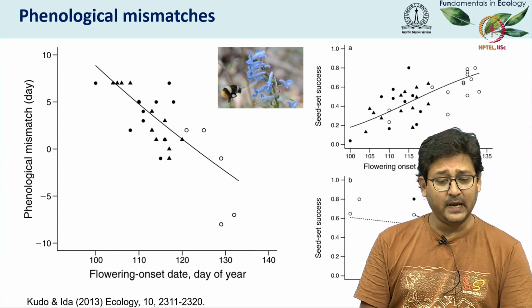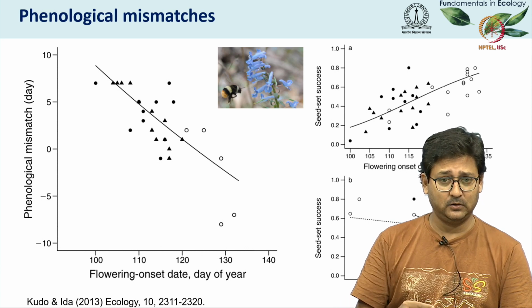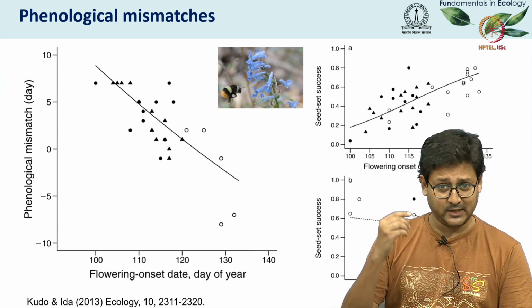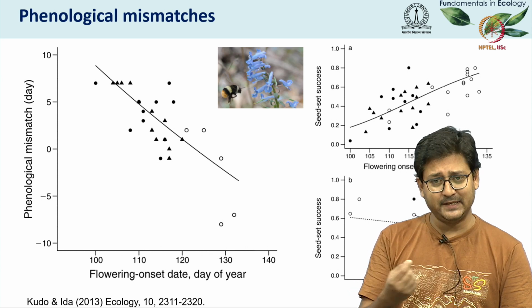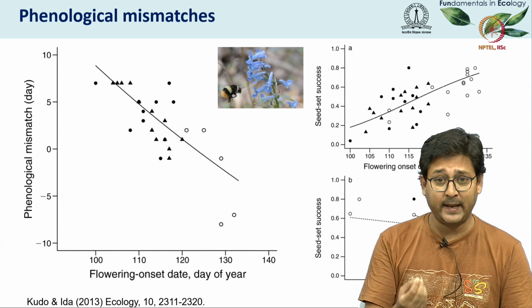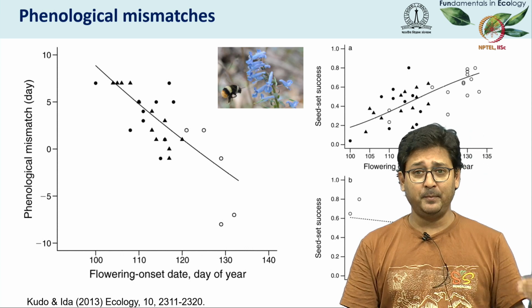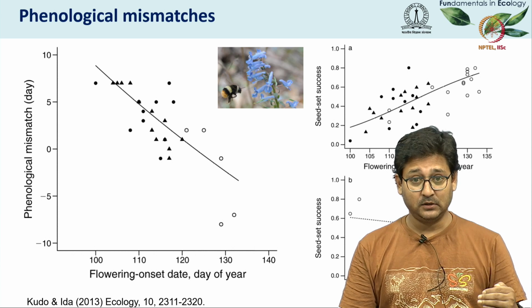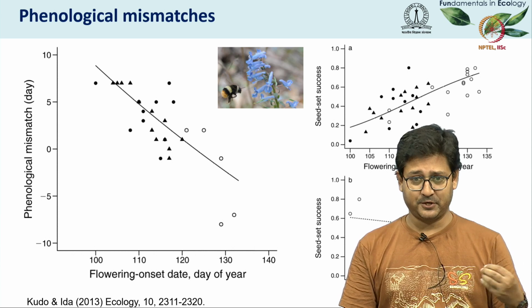What might be happening is that the plant might be using day length as a cue to time its reproductive activity, to time when the flowers are blooming, right? And bumblebees might be using temperature as a cue to come out of hibernation.